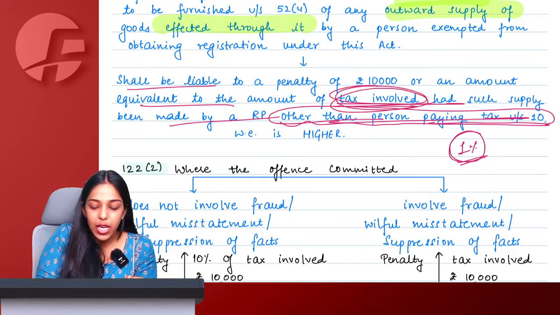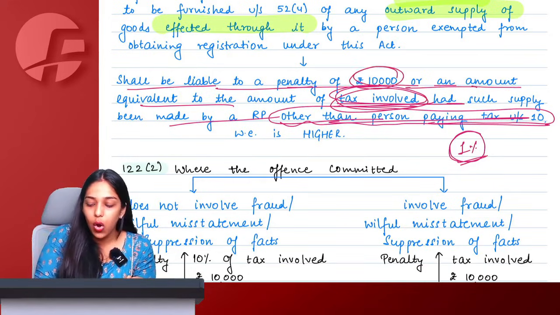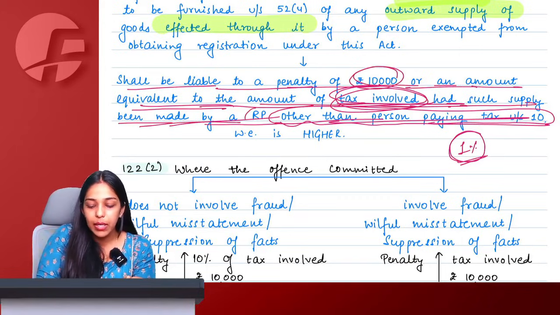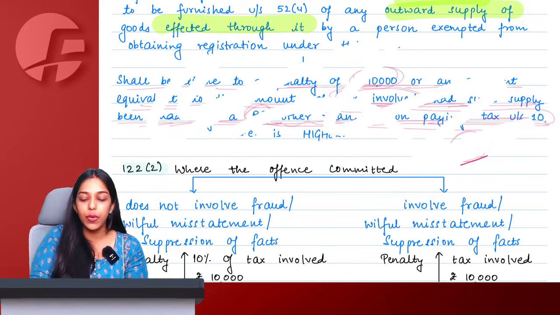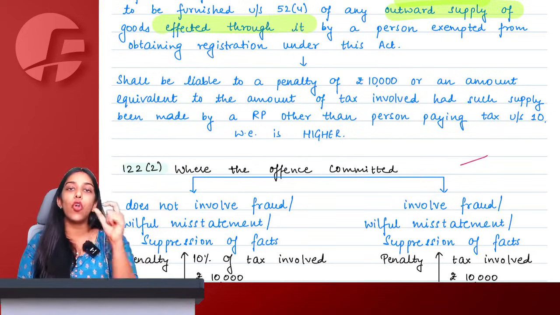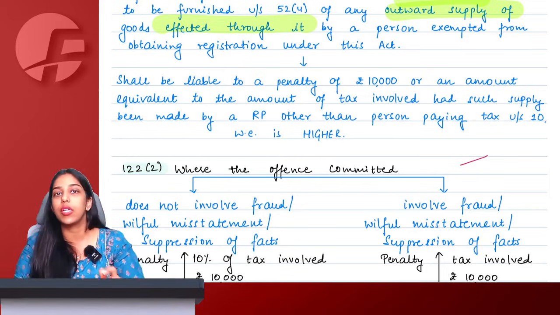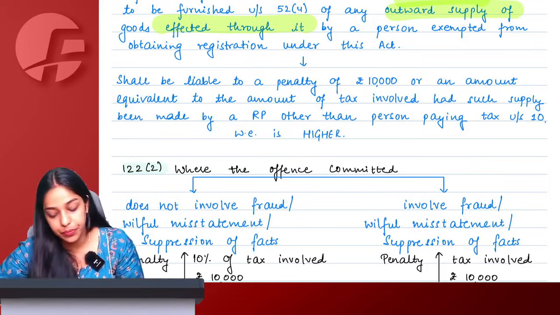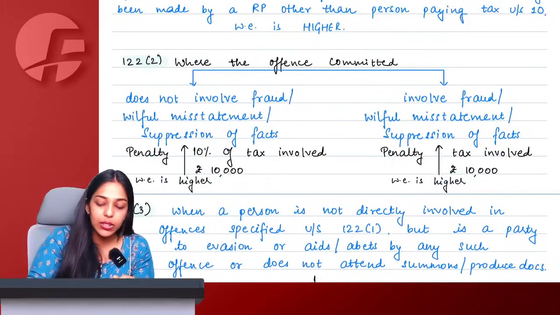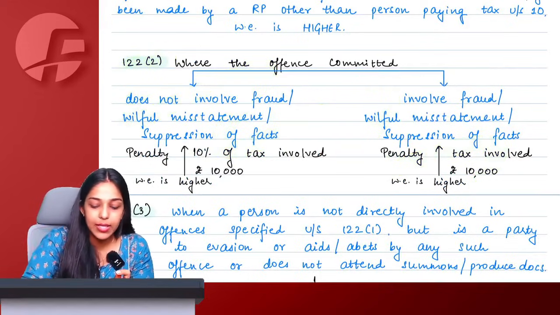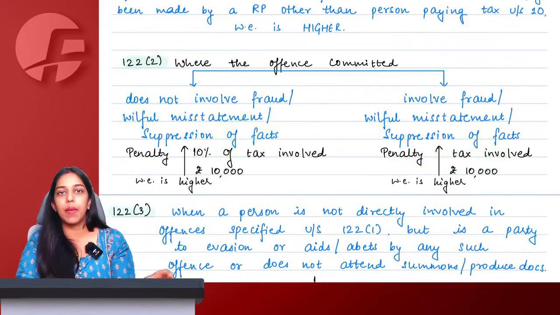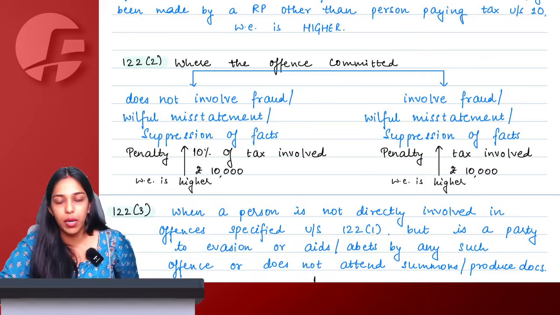So we are saying that the ECO shall be liable to a penalty of 10,000 or an amount equivalent to the amount of tax involved had such supply been made by a registered person other than under section 10, because section 10 tax is going to be less. You take the tax of a normal registered person or 10,000, whichever is higher. Okay, ma'am. Now, this is a very good section that will come in the exam. If a question is coming from this part, then this section becomes important.